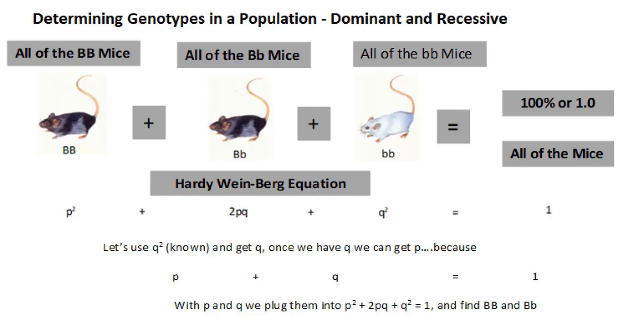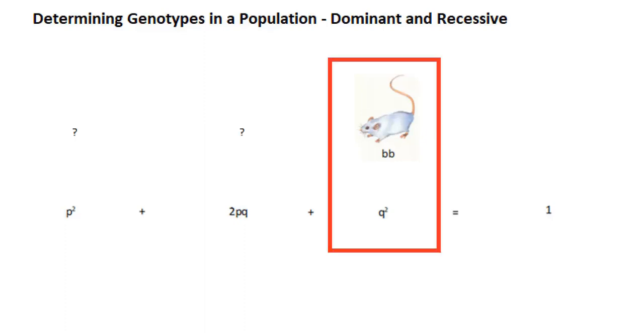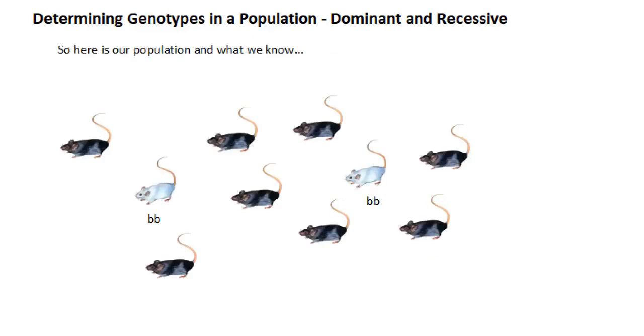Okay, let's look at the equation. What numbers do we know? What numbers do we not know? Well, we have no clue of what p squared is, at least right now. And we do not know 2pq. But we do know q squared. That's the percentage frequency of the population that is white mice. There are 2 white mice, the little b's, there are 2 white mice out of 10.